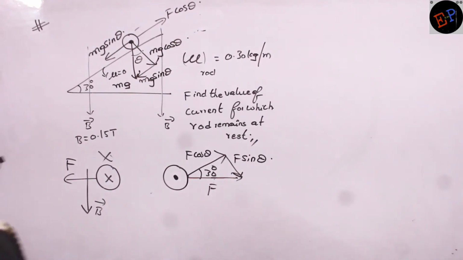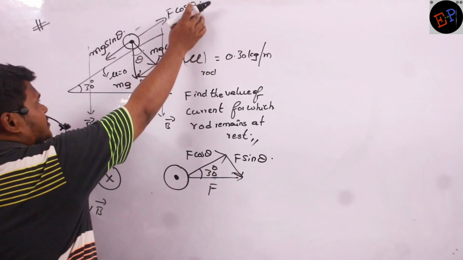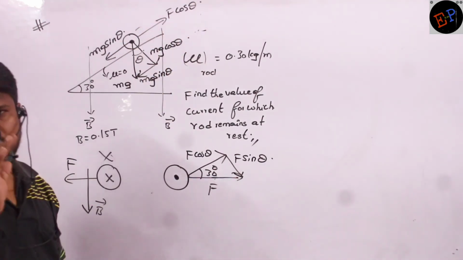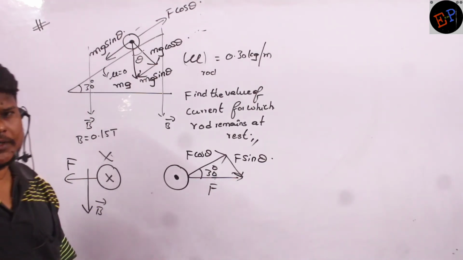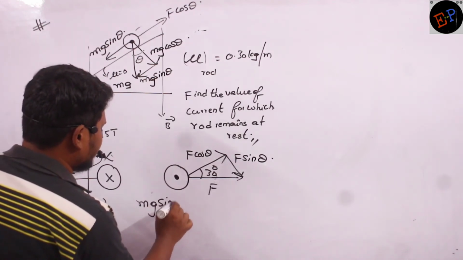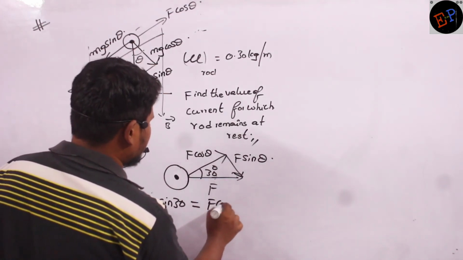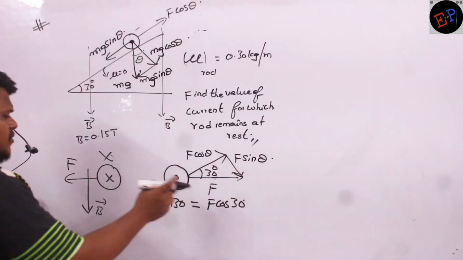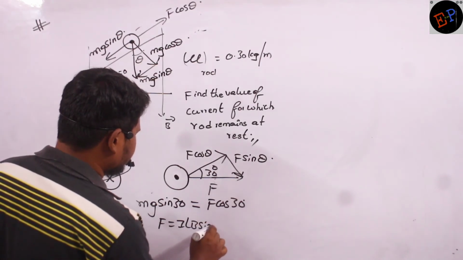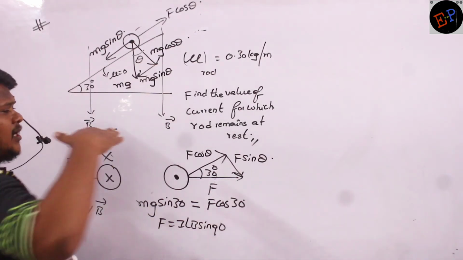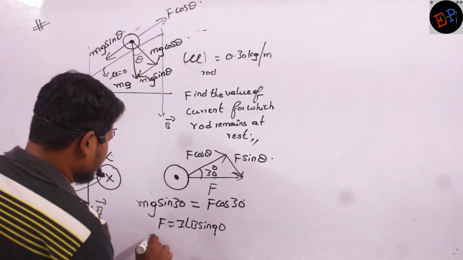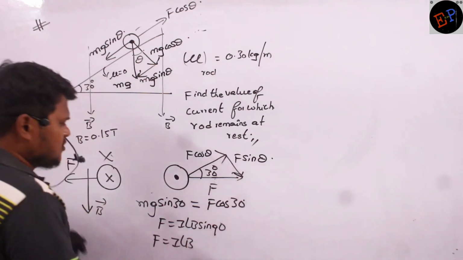So therefore, when mg sin theta and F cos theta are balancing each other, then I can say this rod will be in rest position without sliding down or moving in upward direction. So therefore, equate both of them. So mg sin 30 should balance F cos 30. And what is the equation of force? F is equal to ILB sin 90. Why sin 90? Length is like this, field is like this. Angle is 90 only, no? So therefore, F value will be how much? It is ILB.